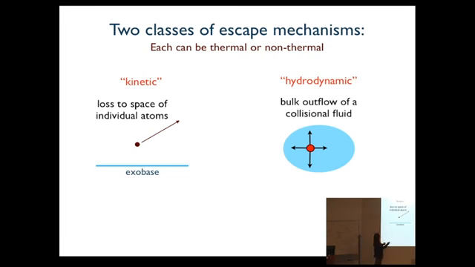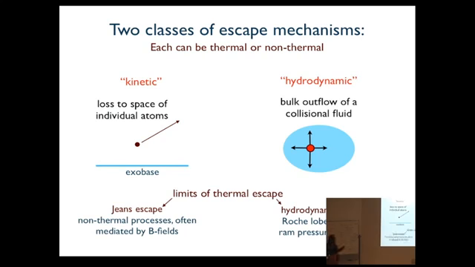Or you can have hydrodynamic escape. In this case, you have bulk outflow from the planet of a collisional fluid. So either of these regimes can be thermal. Thermal escape is driven by heat, hence thermal. And so the kinetic version of thermal escape is Jeans escape, where you have individual atoms at the high end of the Maxwellian tail of the velocity distribution escaping to space. And we call thermal hydrodynamic escape hydrodynamic escape. So this is being driven by pressure gradients in the atmosphere that's blowing a collisional outflow. And I'll talk about that a little bit more later.